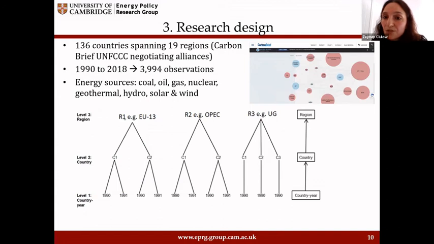So now I'm going to move on to our research design. We put together a data set consisting of 136 countries, which span 19 regions, as defined by the Carbon Brief's Climate Negotiating Alliances. Our time period is 1990 till 2018, so we have just under 4,000 observations. We look at a range of energy sources, including fossil fuels and also some low carbon energy sources.